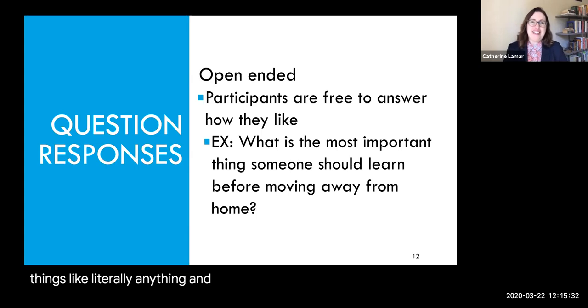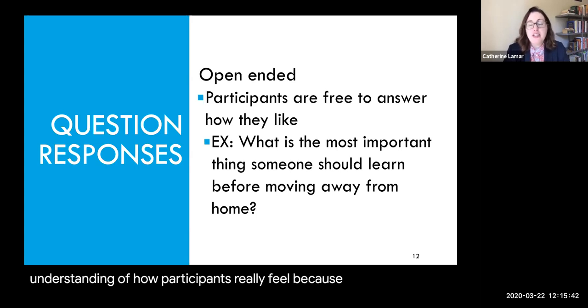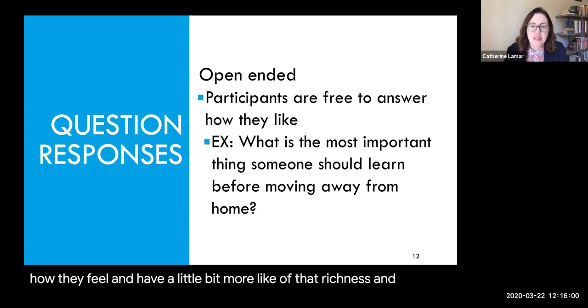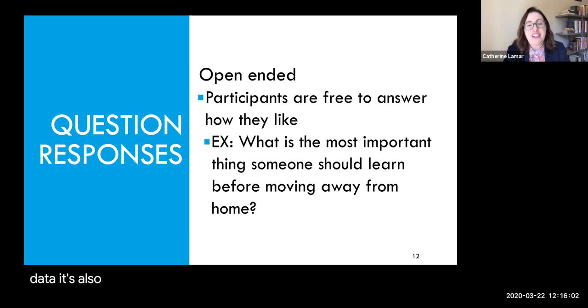And there are some pros and cons that come with that. With open-ended questions, we are more likely to get a true understanding of how participants really feel because they can answer literally in any way possible. There is an infinite range of responses that could happen here, which is kind of good and bad. Now, if participants can answer any way they want, while we're likely to capture exactly how they feel and have more of that richness and depth of data, it's also much harder to analyze that data.